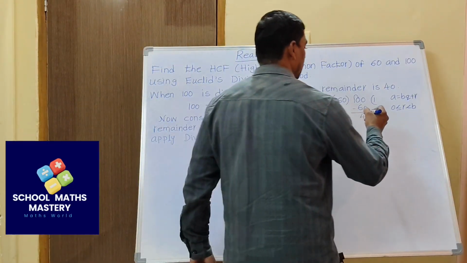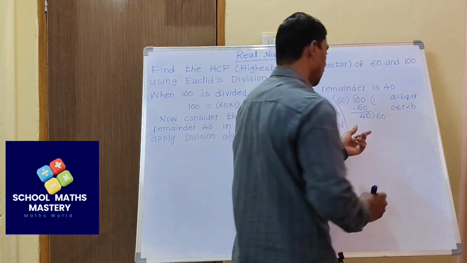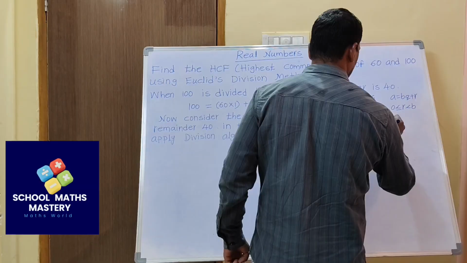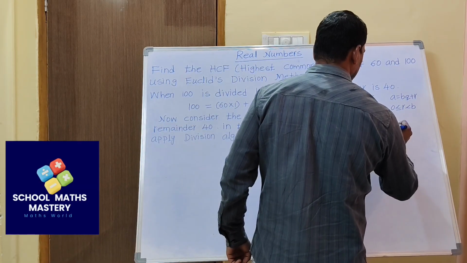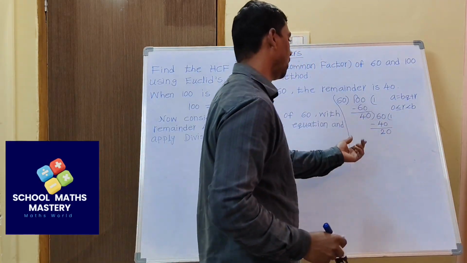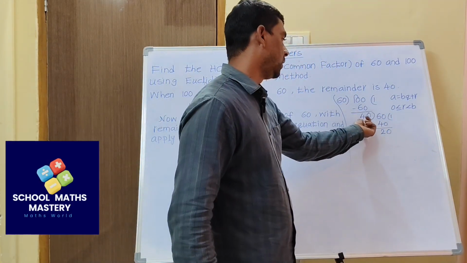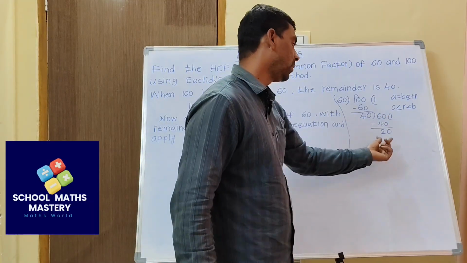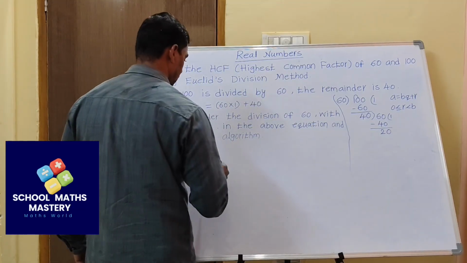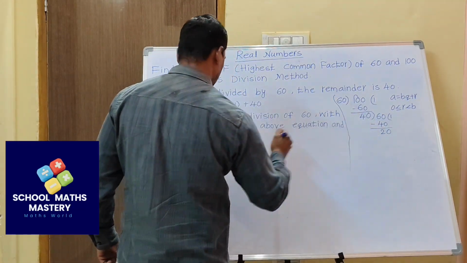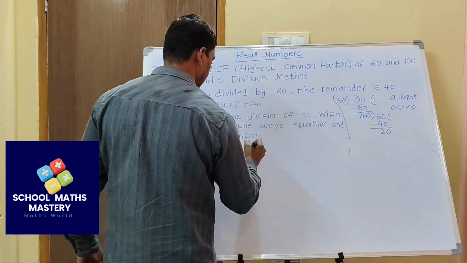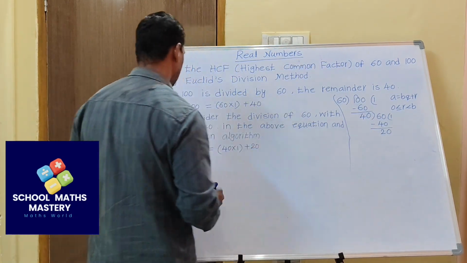Okay, division of 60 with the remainder 40. 40 ones are 40, 0 minus 0, 6 minus 4 is 2, remainder 20. Dividend 60, divisor 40, quotient 1, remainder 20. Now 60 is 40 into 1 plus 20.